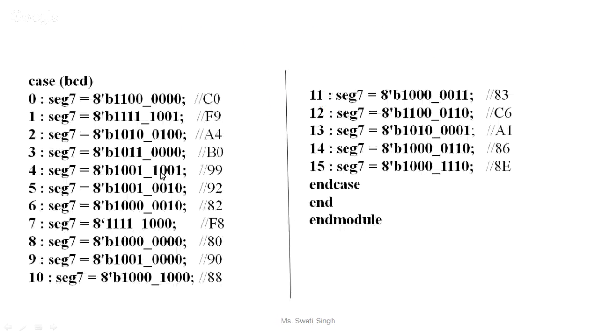This is a case BCD. When you pass 0, this is the code for displaying 0 on your 7 segment. We need to pass F9 for 1 on your 7 segment. Similarly 0 to 9. Then if you want to display A to F, then you can write these codes.